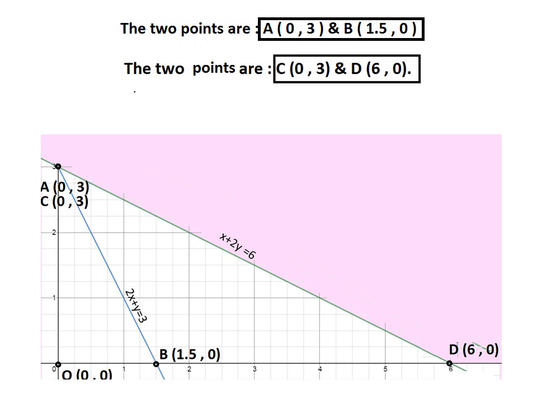The common region will be the region that is seen in pink in this diagram. So we come to see only 2 corner points here, that is, one is at A or C, whichever you want you can take, that is 0, 3. Another point is D, which is 6, 0. These are the only 2 corner points that will be considered. So hence let us try to find out the value for the objective function.